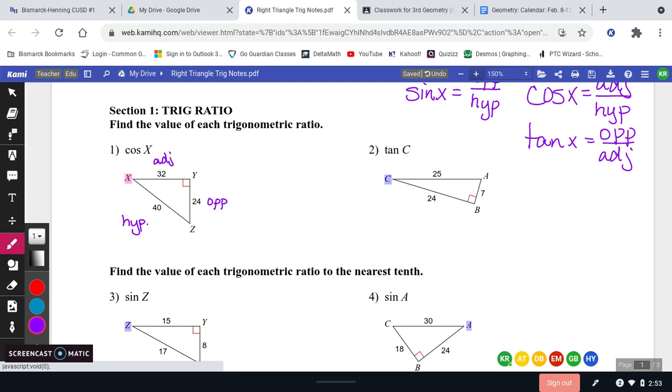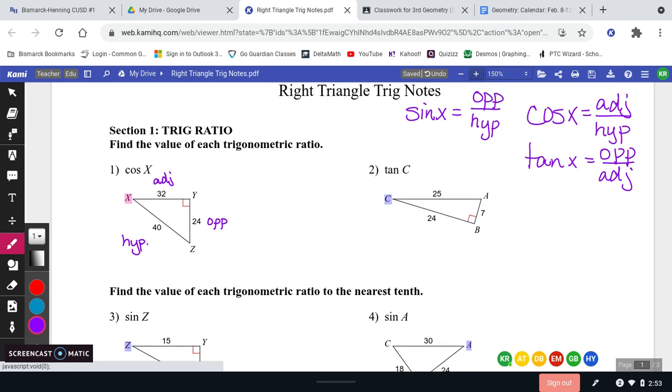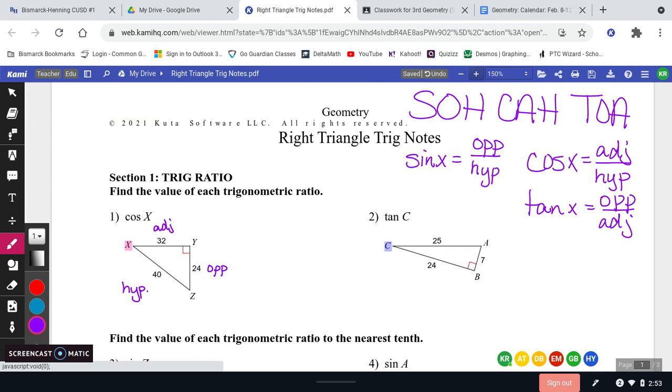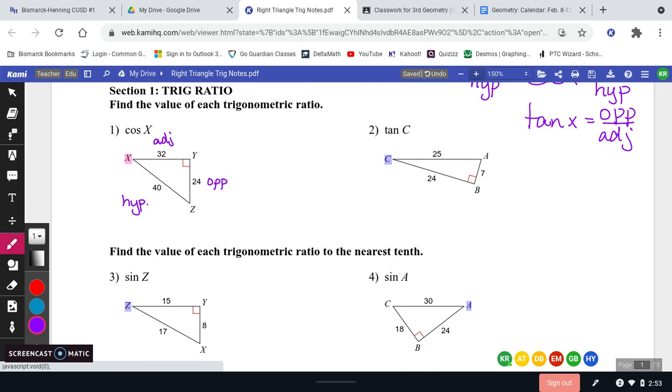Since we're doing cosine, cosine is adjacent over hypotenuse. It's CAH. So for that ratio, cosine of angle x is the adjacent side, 32, over the hypotenuse, 40. Now, if that fraction can be reduced, please do that. I can take out an 8, so it reduces to 4/5. So cosine of x is 4/5. 4/5 is that ratio.